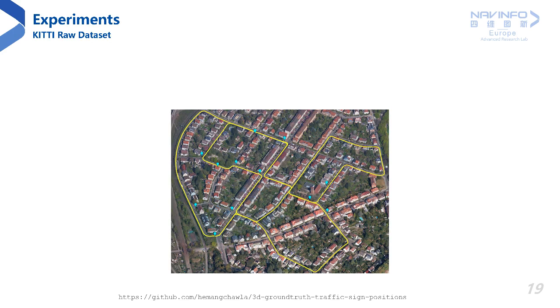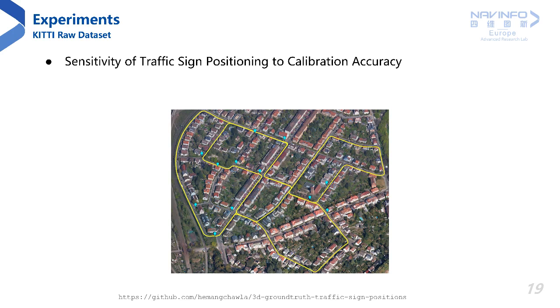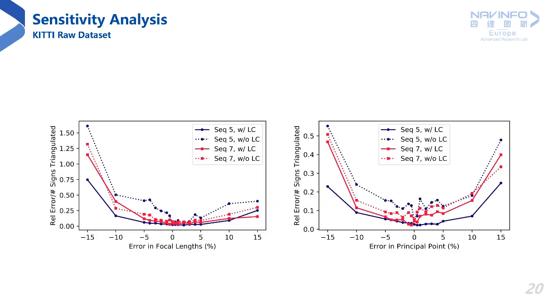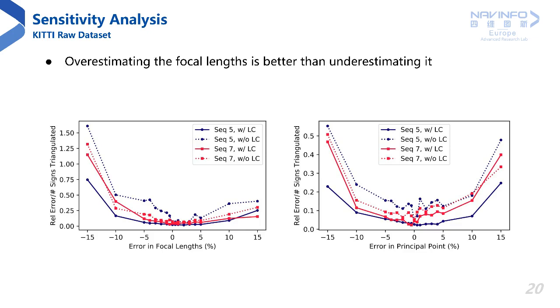To evaluate our proposed system of crowdsourced 3D traffic sign positioning with unknown cameras, we first study the sensitivity of the proposed system to the calibration accuracy. Thereafter, we note the calibration performance and show how this will lead to good accuracy of 3D positioning. All our experiments are performed on the traffic signs found in the KITTI Raw dataset. We observe that the traffic sign positioning is more sensitive to underestimating the focal lengths. However, this is not the case for the principal point, for which the 3D positioning is equally sensitive to under or overestimating it.